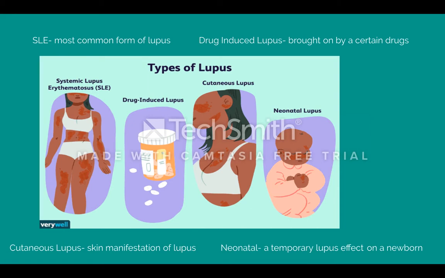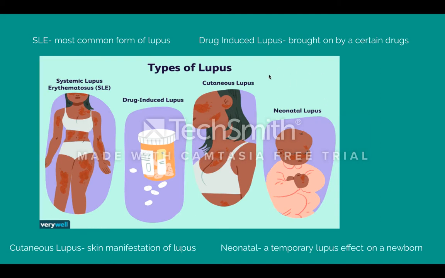Then you have cutaneous lupus, which, cutaneous meaning skin, is lupus that only manifests on the skin, meaning you'll only see the irritation and the inflammation of lesions on the person's skin.